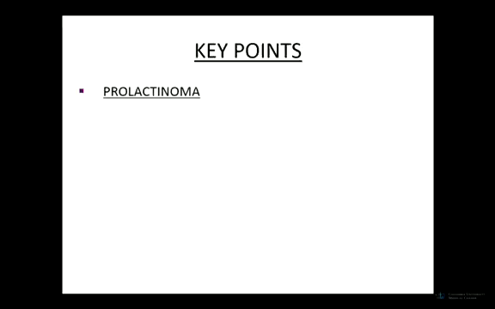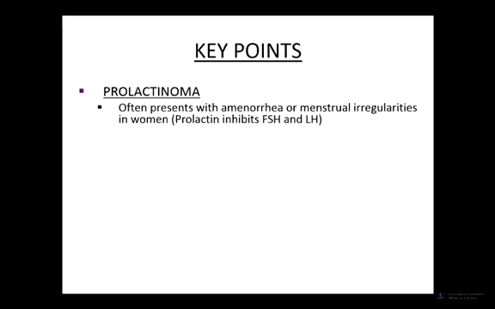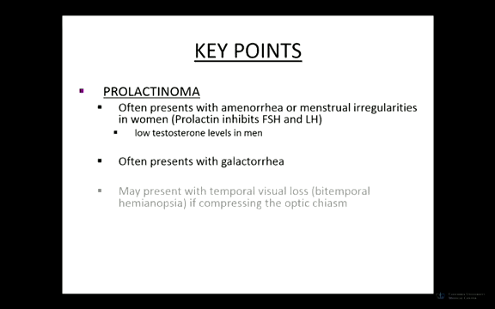So this patient has a prolactinoma, and prolactinomas often present with amenorrhea or menstrual irregularities in women because prolactin inhibits GnRH and also FSH and LH. And you get low testosterone levels in men for the same exact reason, because prolactin inhibits GnRH, FSH, and LH. It often presents with galactorrhea, and it may present with temporal visual loss or bitemporal hemianopsia.